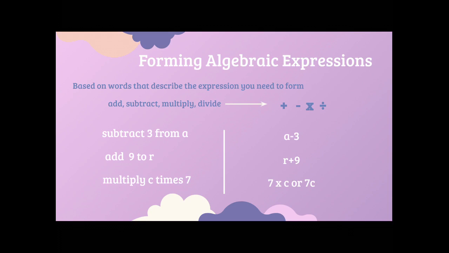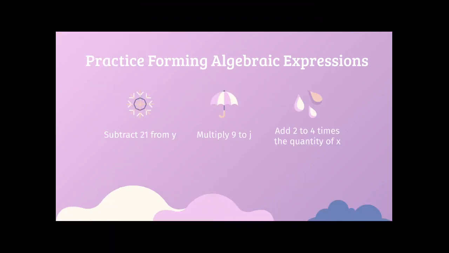And remember, the 7 would be the coefficient there that you're going to be multiplying to the variable. So you can just add 7 as a coefficient to the variable, or you can just write 7 times C. Anything is fine. Okay, so you guys will now practice how to form algebraic expressions with these 3 examples. So please pause the video and we will go over them when we're back.